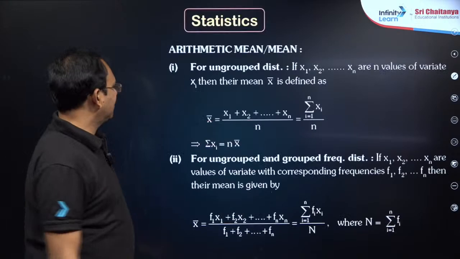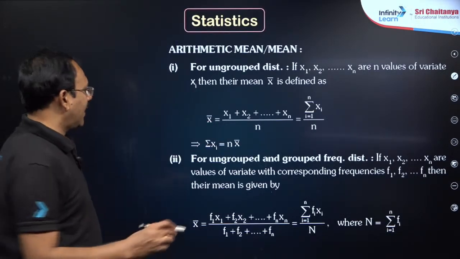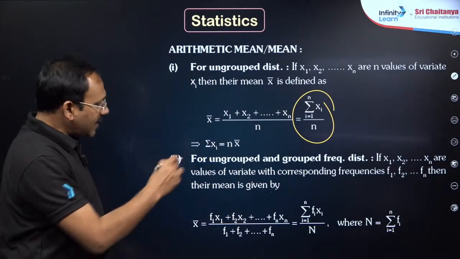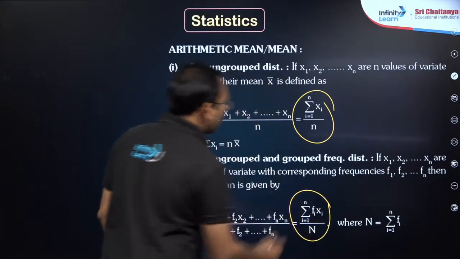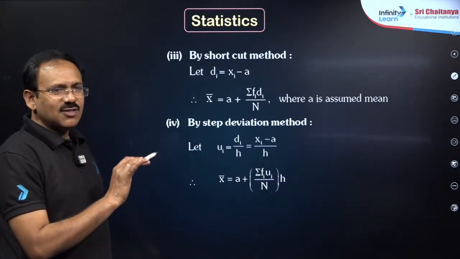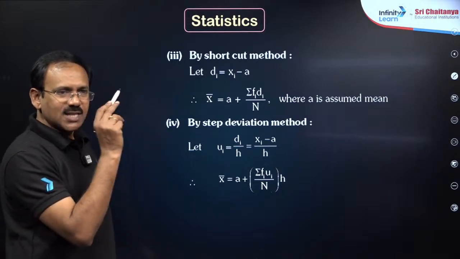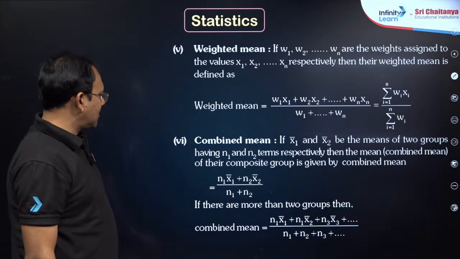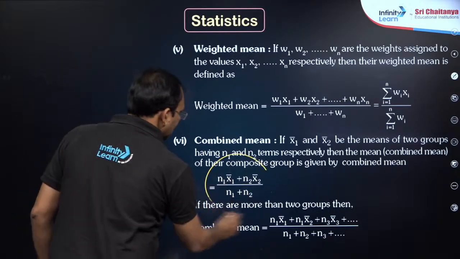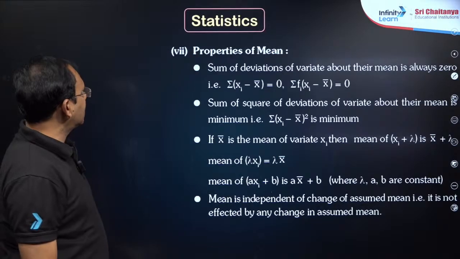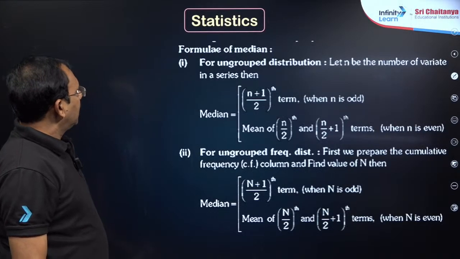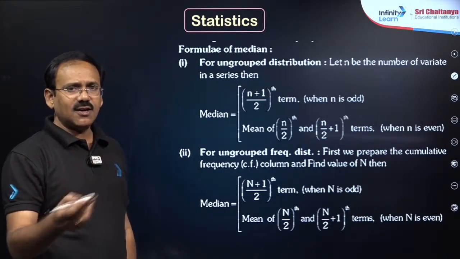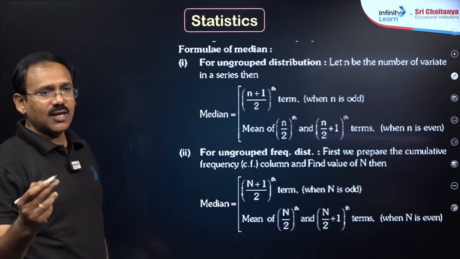In statistics, mean: sigma xi by n is the general mean. If weights are given, sigma xi fi by sigma fi. If class intervals are given, replace with mid values and just apply the formula sigma xi fi by n. Combined mean of 2 is also important: n1 x1 plus n2 x2 by n1 plus n2. Next, median means you have to arrange in ascending or descending order and take the middle one. If 2 items are in the middle, you take the average.